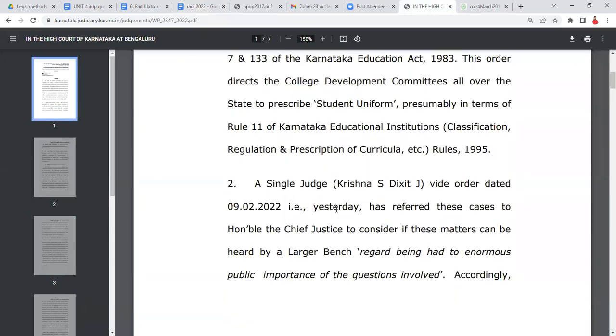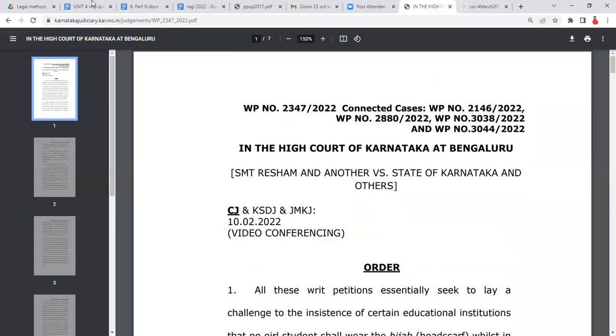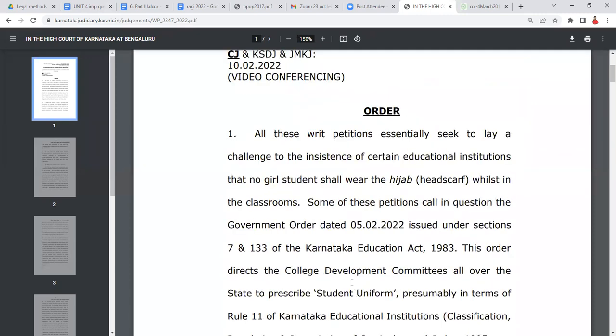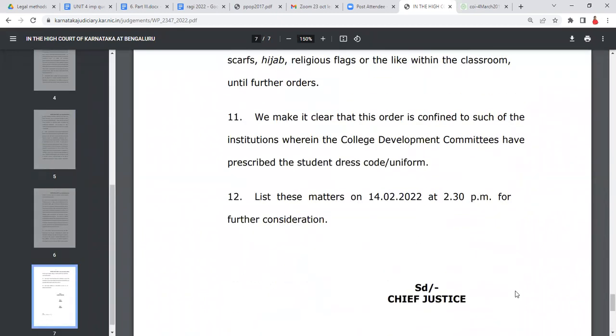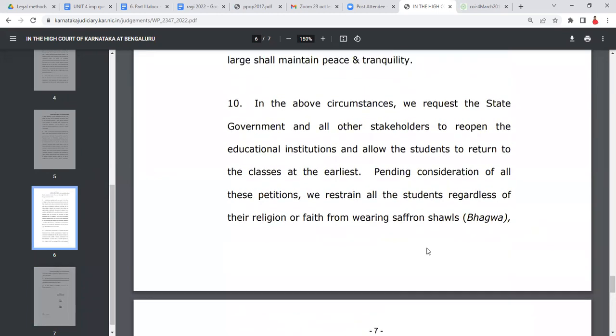Like this one, what we have, relating to the hijab case, it is also nothing but an order that was passed by Karnataka High Court. So in case of an order, they can mention that until the case is finally decided, do these certain things. And then, list this matter again, we will hear it on 14th of February 2022 at this particular time for further consideration. So until the case is finally decided, these are certain things.